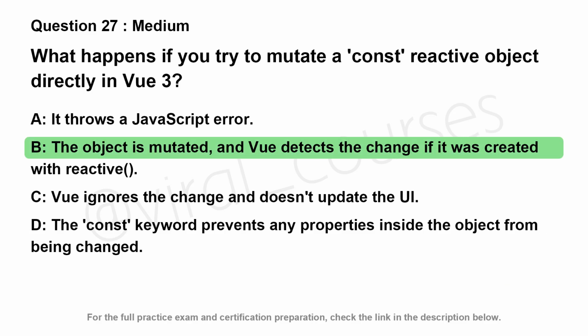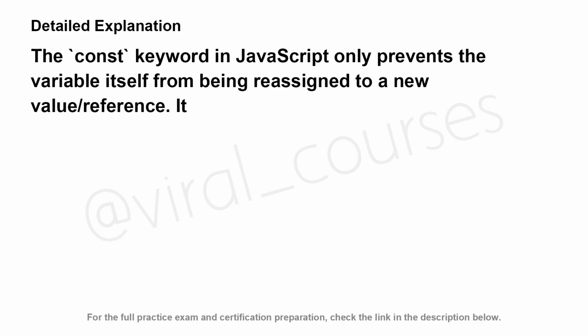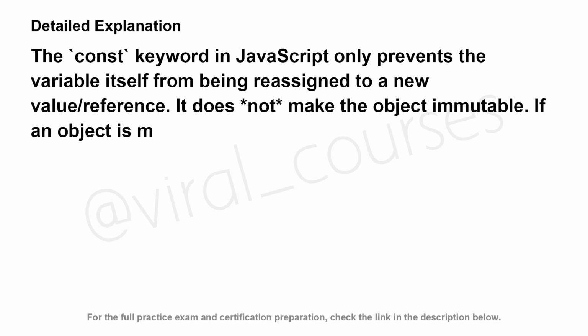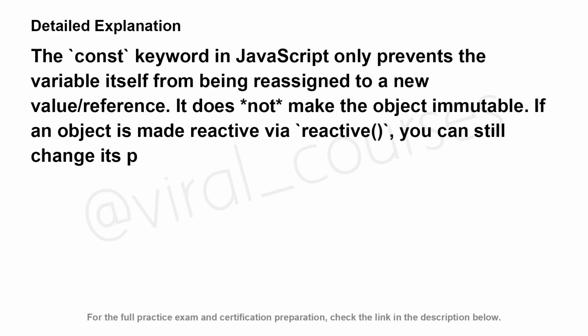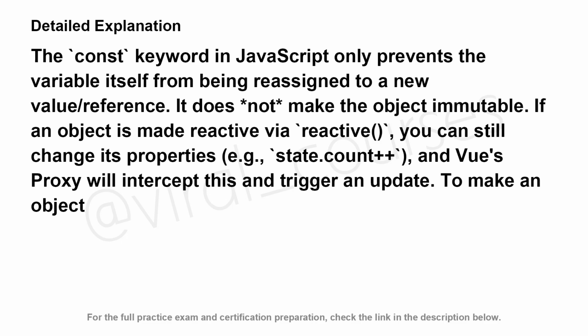The correct answer is B. The const keyword in JavaScript only prevents the variable itself from being reassigned to a new value reference. It does not make the object immutable. If an object is made reactive via reactive, you can still change its properties, e.g., state.count++, and Vue's proxy will intercept this and trigger an update. To make an object truly immutable, you would use readonly.